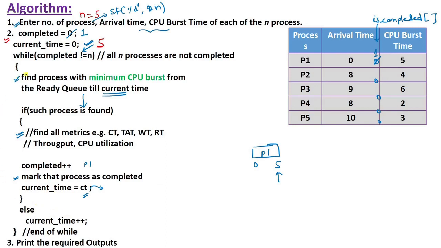Now we will go again and we'll say, okay, one process has been completed, but this is not equal to 5 because there are a total of 5 processes. So we'll again come and find the minimum CPU burst time process till the current time. The current time is 5. So till 5.